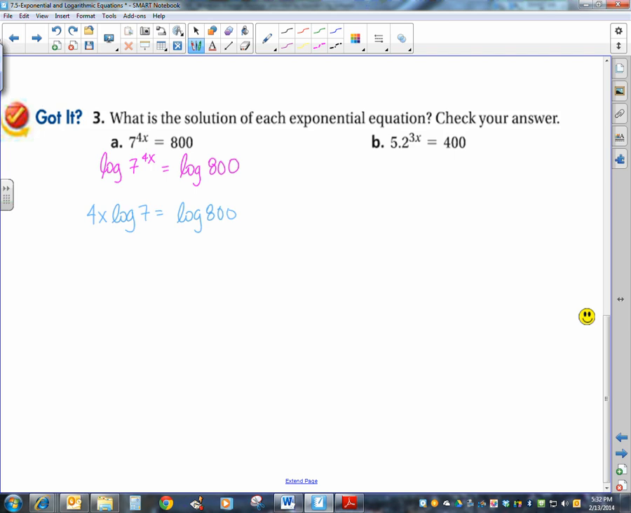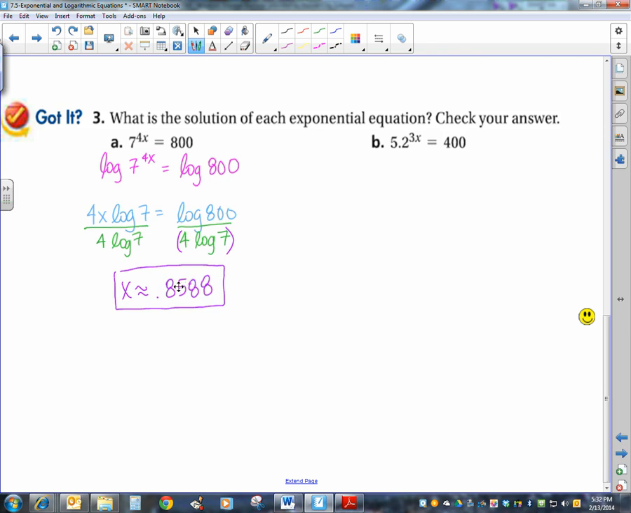Okay? So again, as we did before, we're going to divide both sides by 4 times the log of 7. Put that in your calculator, and you might need to put parentheses there. So we get that x equals approximately, pause if you want to do it yourself first, 0.8588.